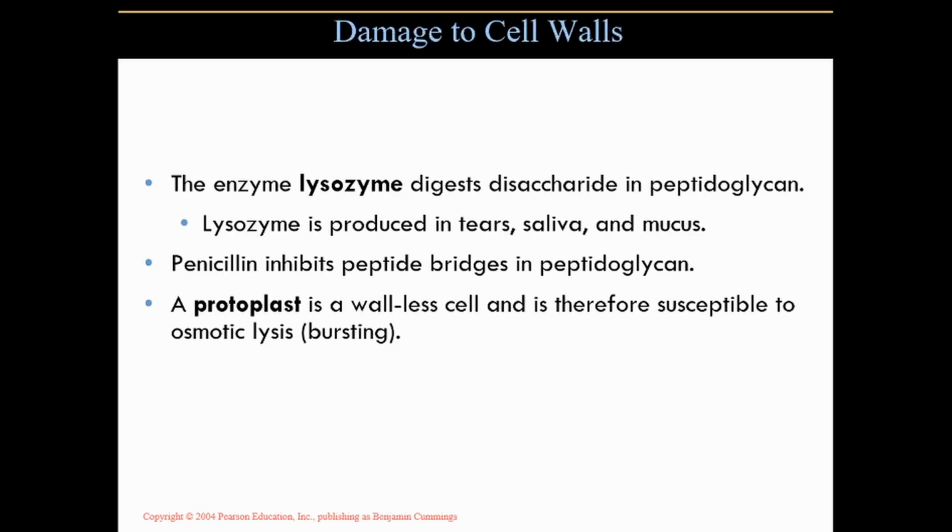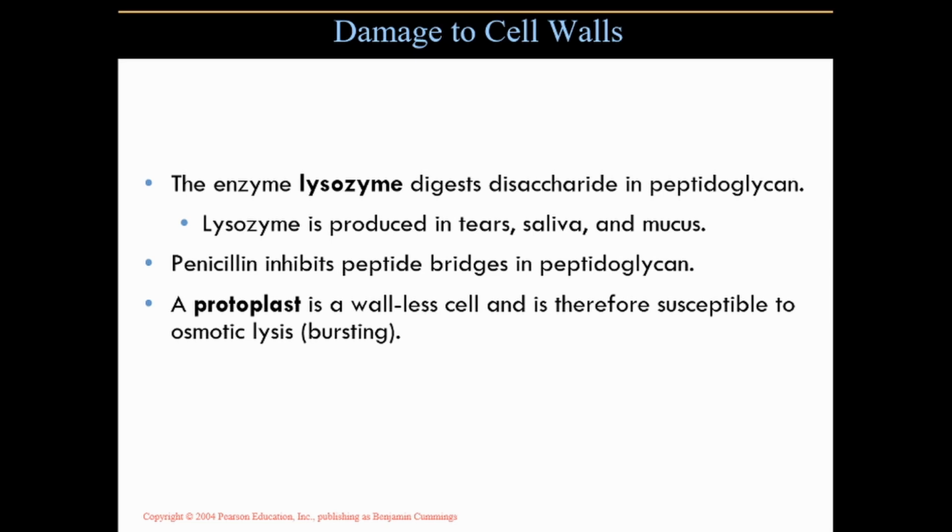How do we damage the cell wall? What are ways that damage can be done to it? Well, the enzyme lysozyme, which we produce naturally in pretty much all of our bodily fluids, digests disaccharides in peptidoglycan. The disaccharides are the NAG and the NAM. If you break down those disaccharides, the raft can then fall apart; it dissolves it. Lysozyme is produced in tears, saliva, and mucus.